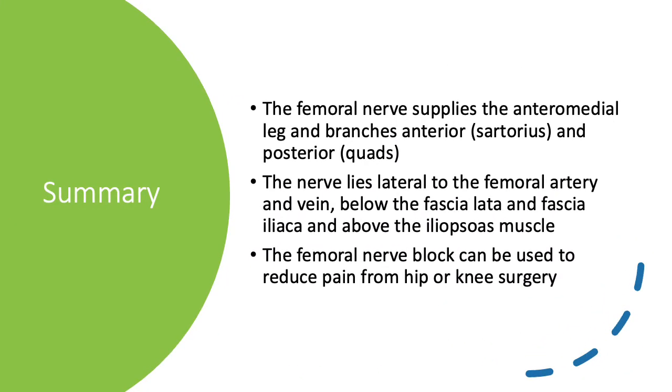So to summarize, the femoral nerve supplies the anteromedial leg and branches into an anterior division, which innervates the sartorius, and a posterior division, which innervates the quadriceps. The nerve lies lateral to the femoral artery and vein, below the fascia lata and the fascia iliaca, and lies above the iliopsoas muscle.